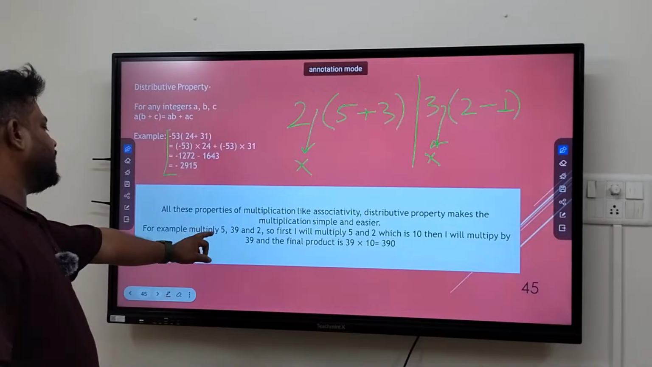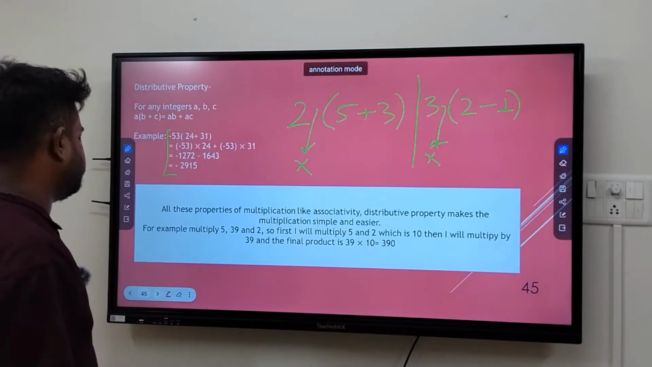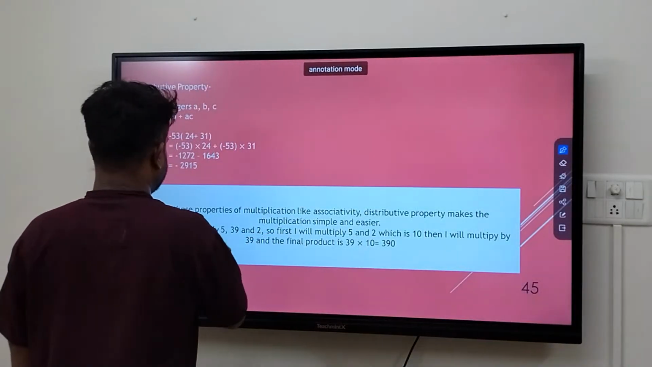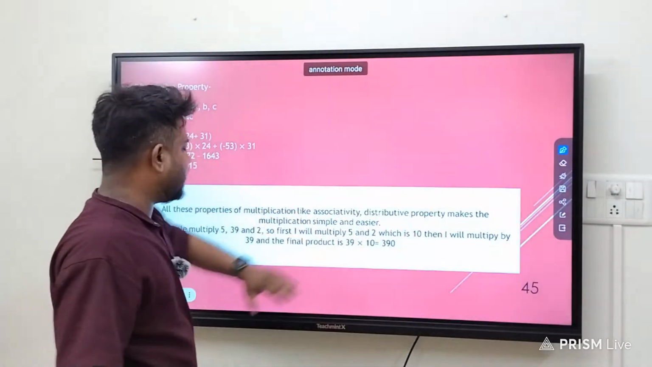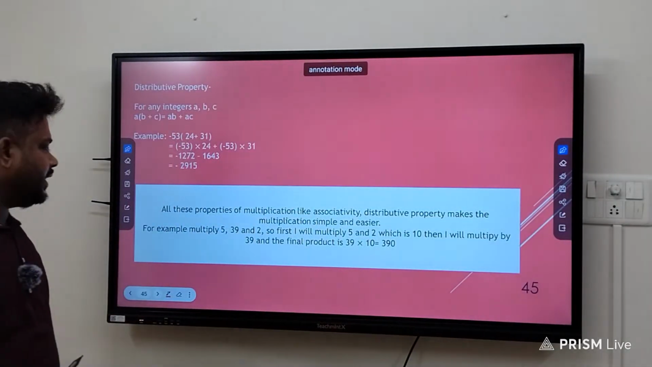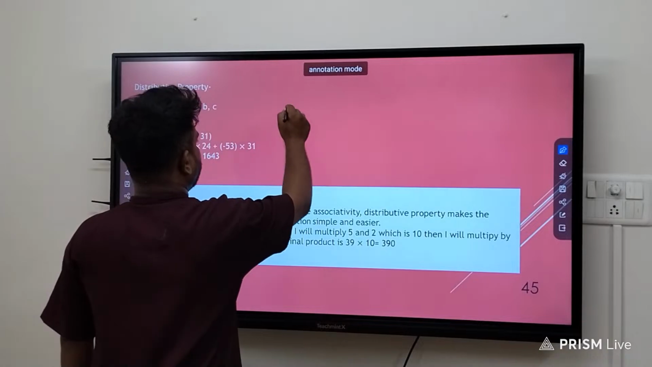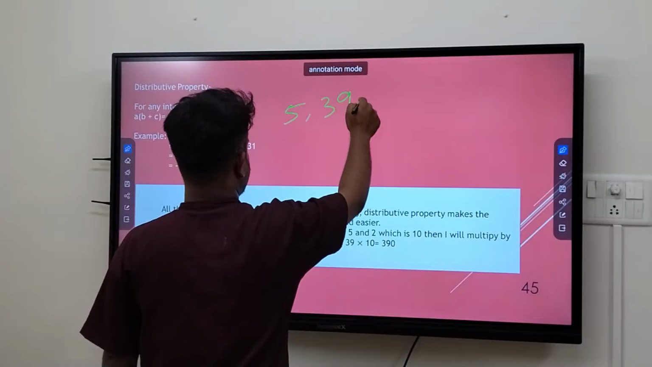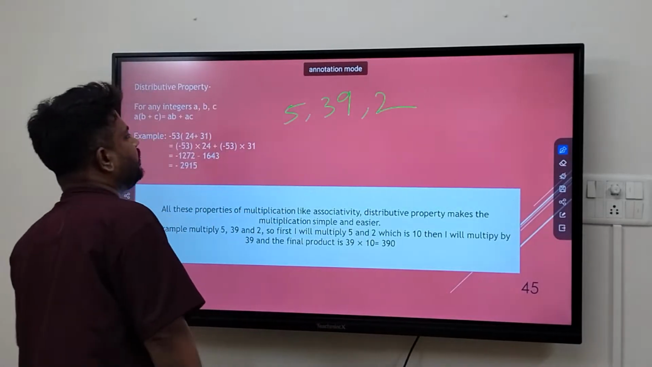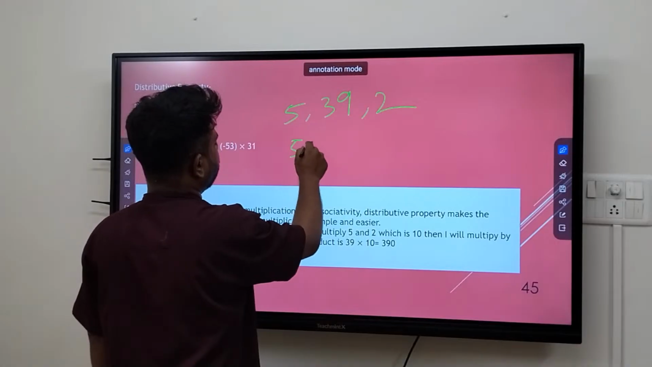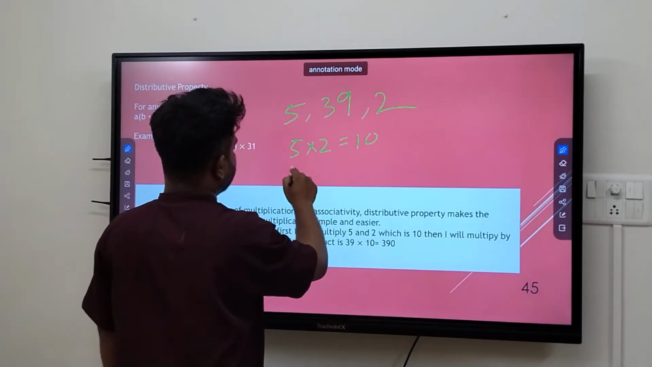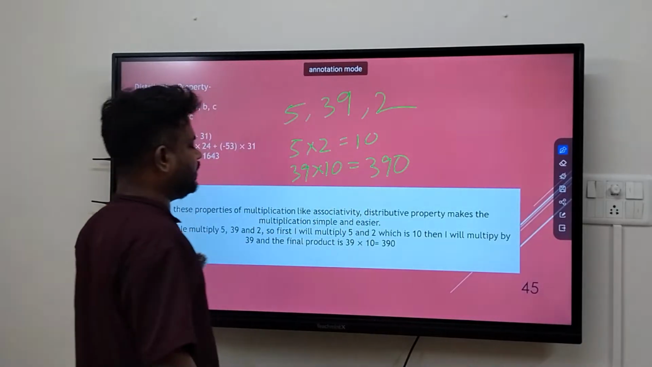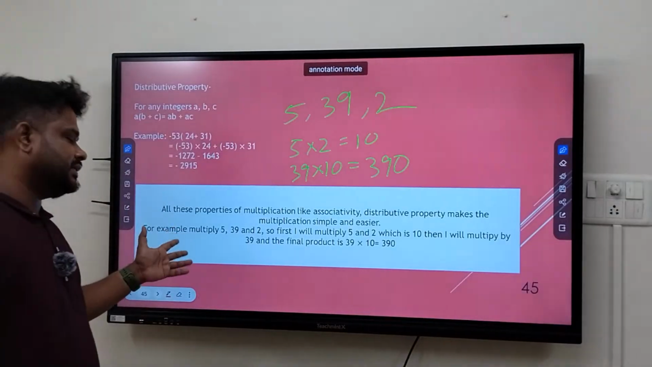Okay, for example, multiply 5, 39 and 2. So let's do this here. They have told us you don't have to see the rest of the answer, just try to do it with me. We have to multiply 5, 39 and 2. So what we can do is multiply 5 and 2, which gives us 10, and then multiply 10 with 39. So it will give us 390. So this one is quite an easy one.